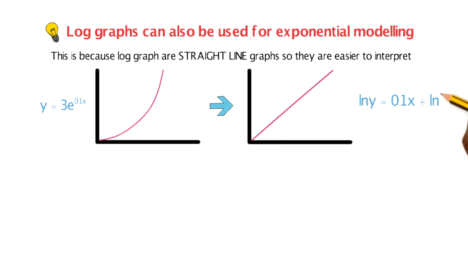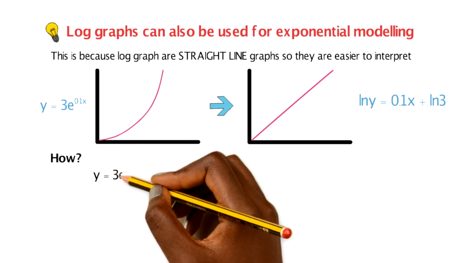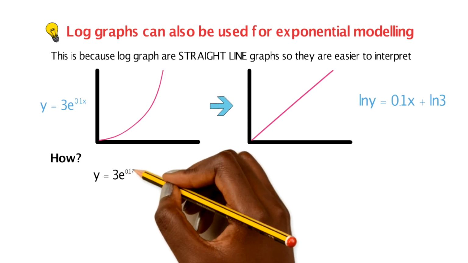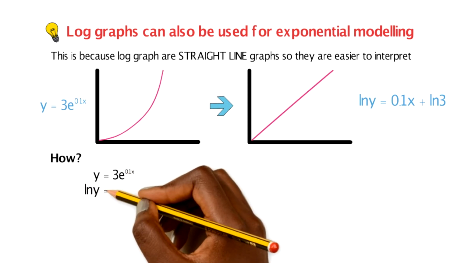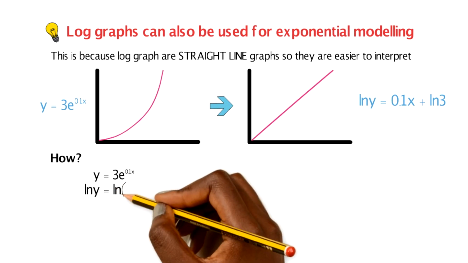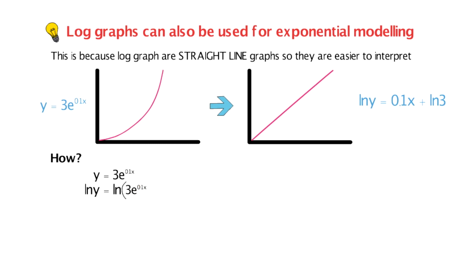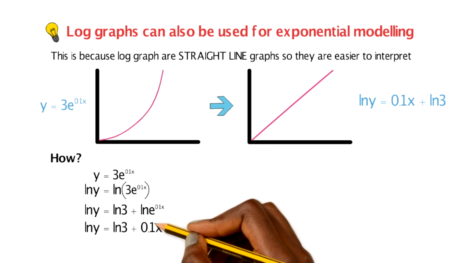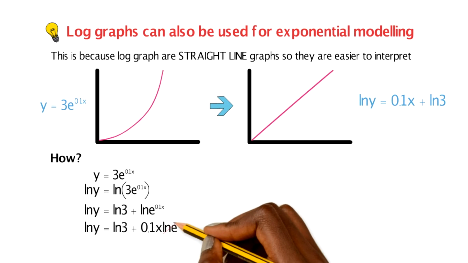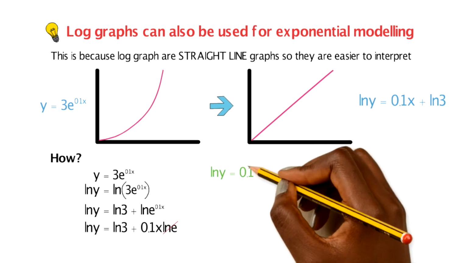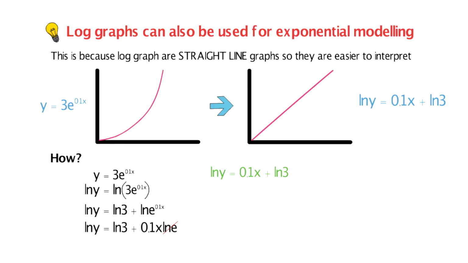And for that specific equation, it would be ln y is equal to 0.1x plus ln 3. So how is this? Because if we have y equals 3e to the power of 0.1x, and we add ln to both sides of the equals sign, this would leave us with ln y is equal to ln 3e to the power of 0.1x. Remember, multiplying two things with logarithms is the same thing as adding them. And then for the ln e to the power of 0.1x, that power would come to the front. ln e is going to cancel out, leaving us with ln y is equal to 0.1x plus ln 3.